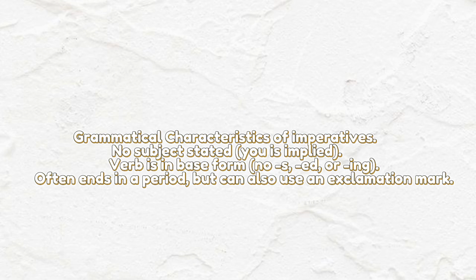The second one is: the verb is in the base form. No s, ed, or ing is added to the word. For example, the verb close. It does not become closes, closed, or closing. It remains in its base form, close. So, an imperative sentence using the word close would be close the window.